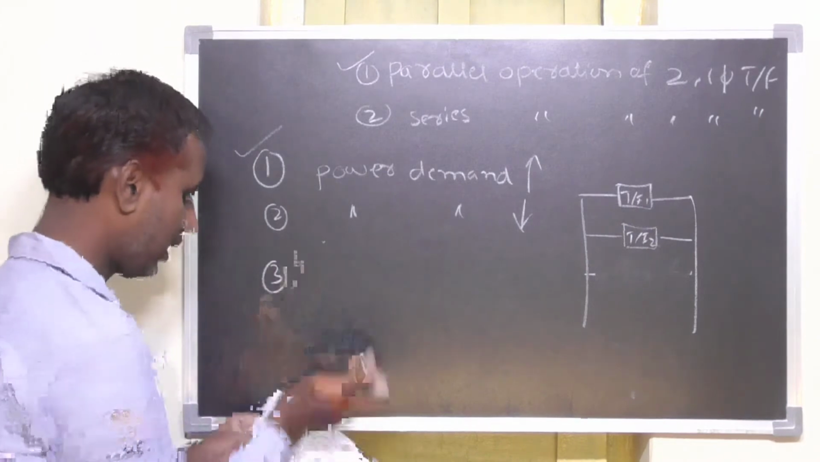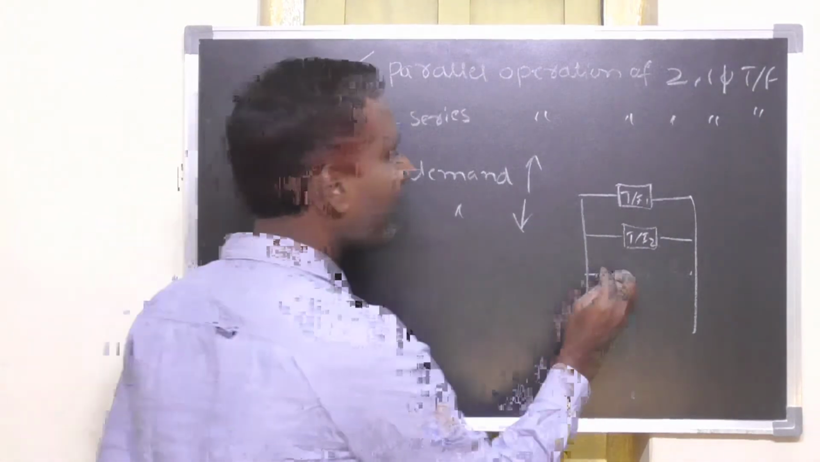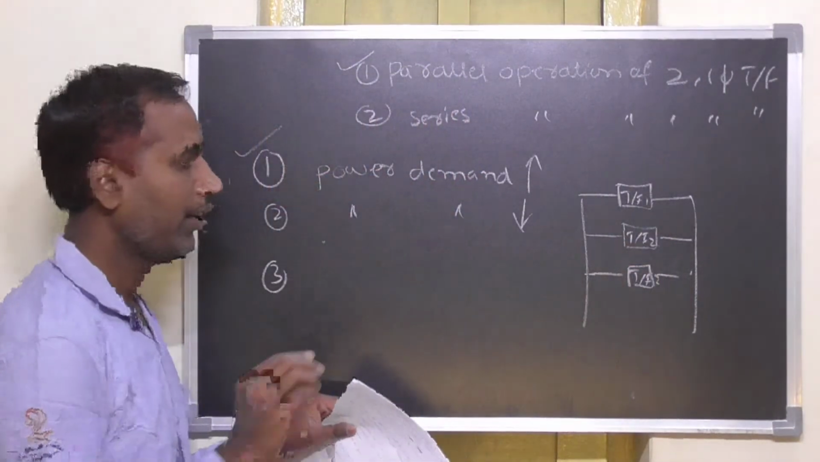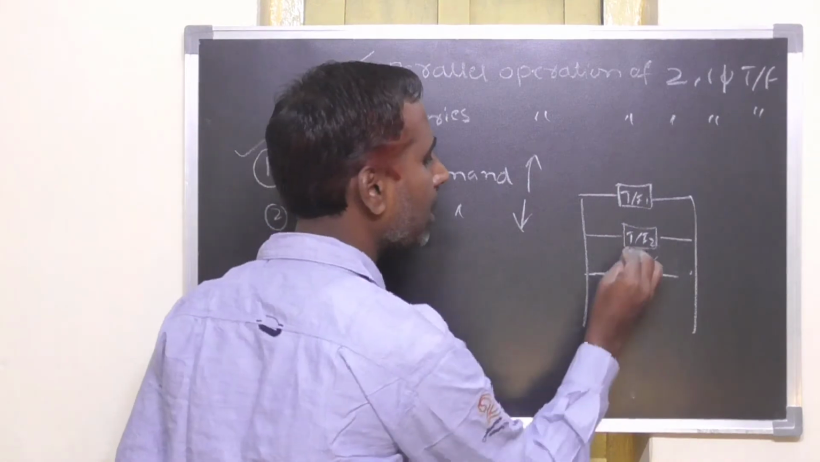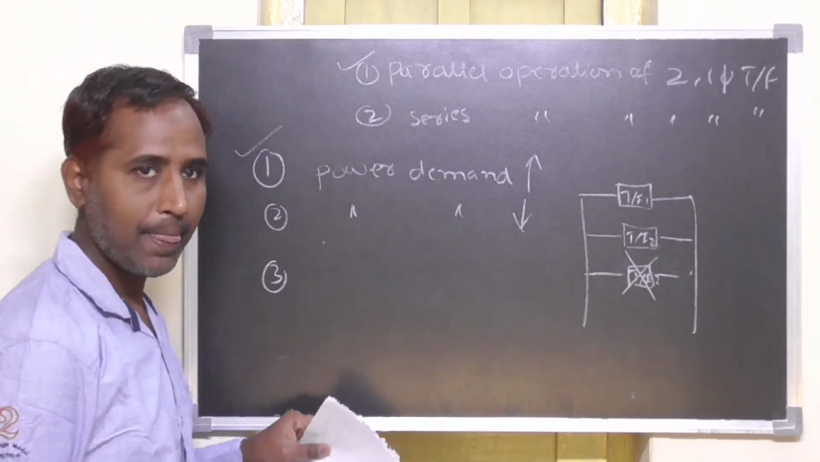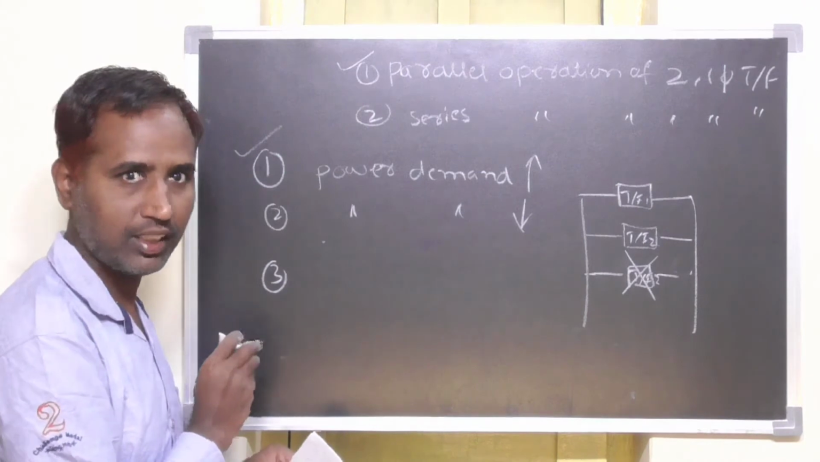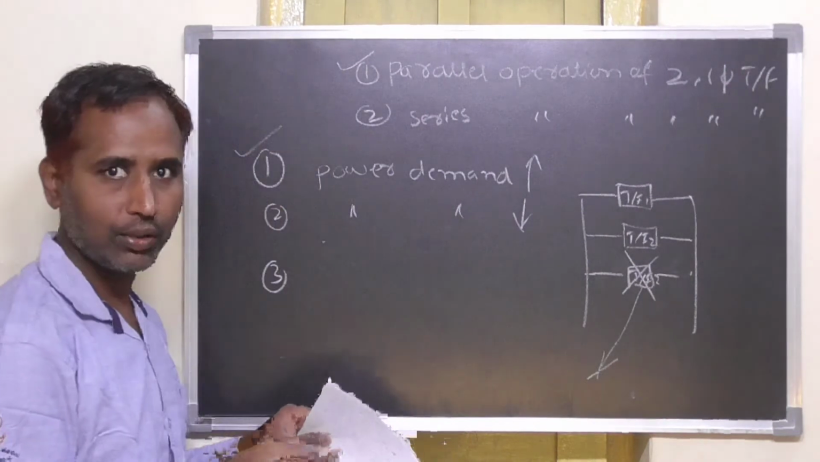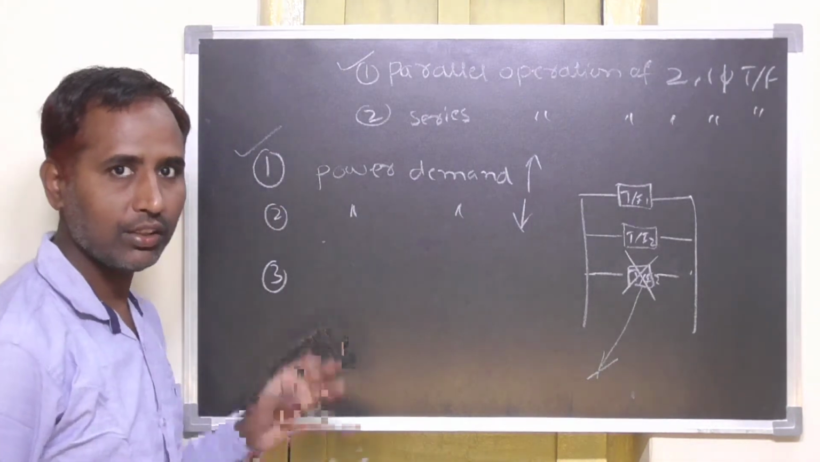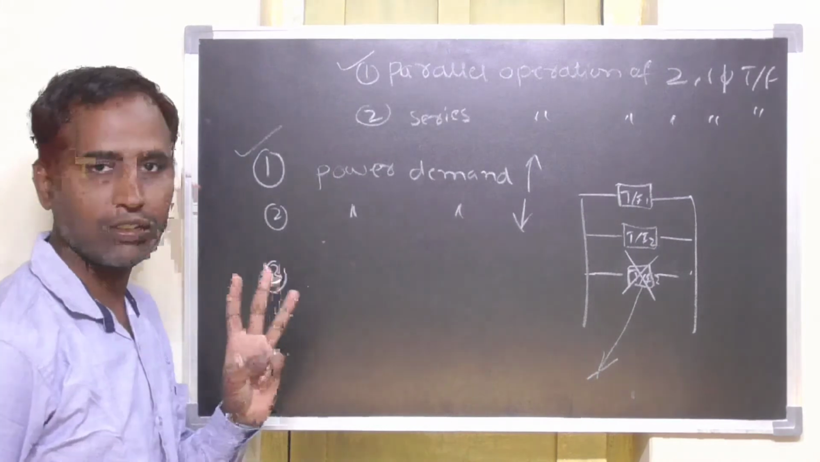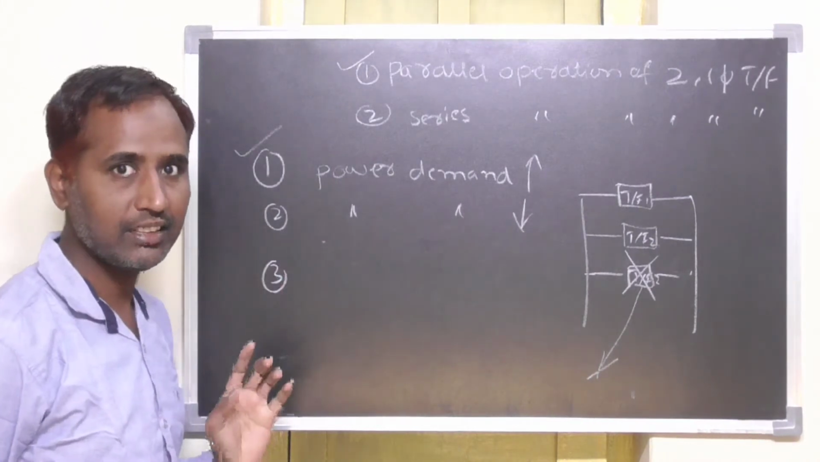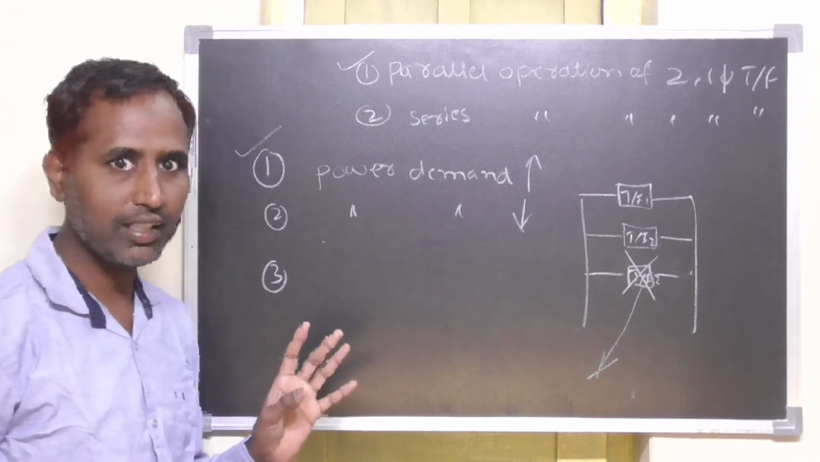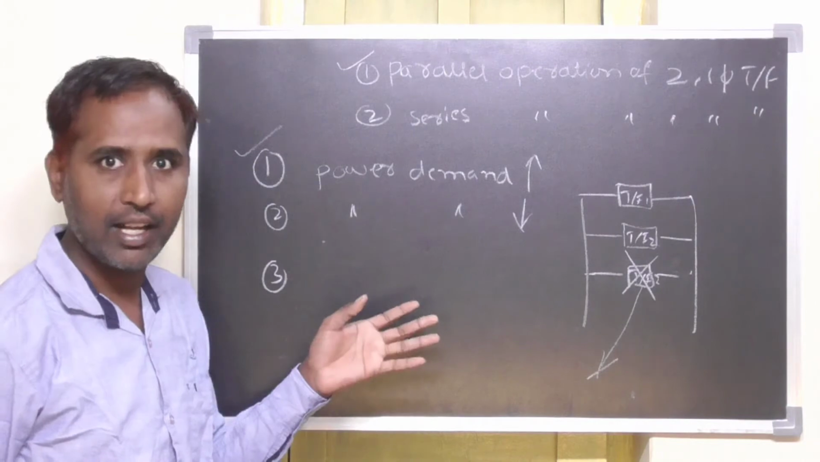Suppose in the third condition, a number of transformers are there. If I connected two or three transformers and one transformer fails, suppose this transformer has failed and I want to do the maintenance work, then we can easily disconnect this transformer and do the repair work. So this is the third necessity. Because of these three necessities, we are connecting the transformers in parallel. Friends, you understand the concept here, why we are connecting the transformers in parallel.